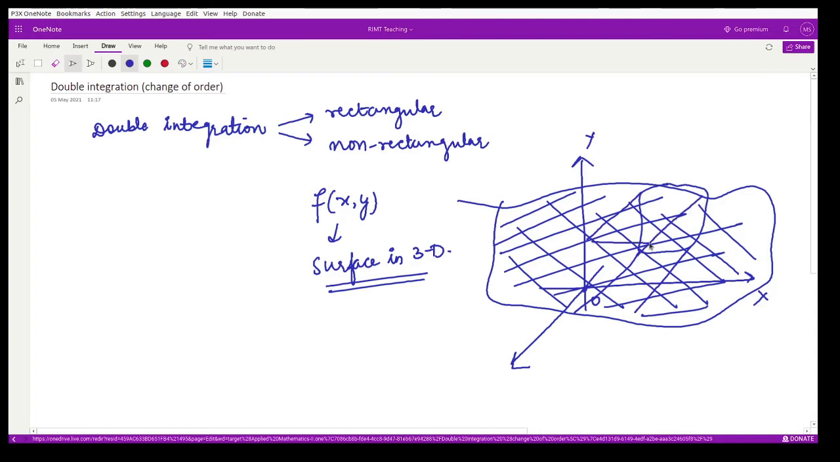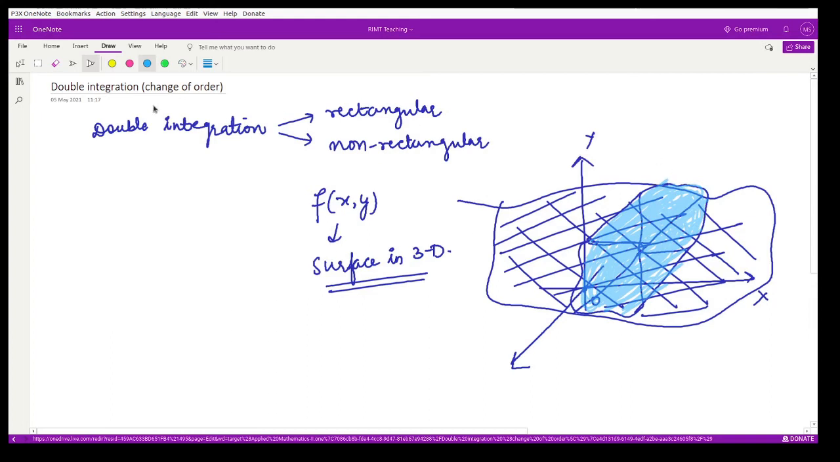So whatever this volume is, that is given by the double integral, as we have seen previously. Okay, so this is what we have already done.